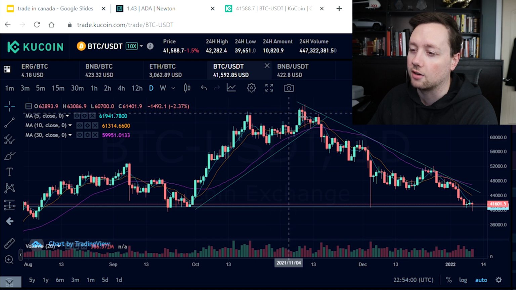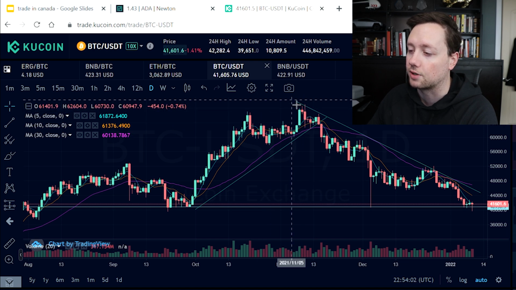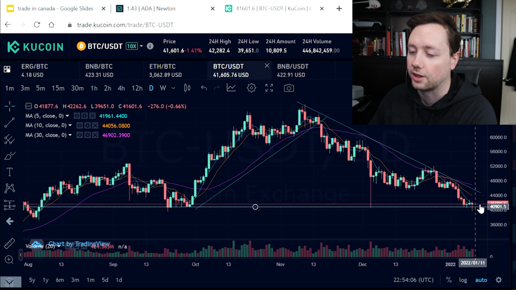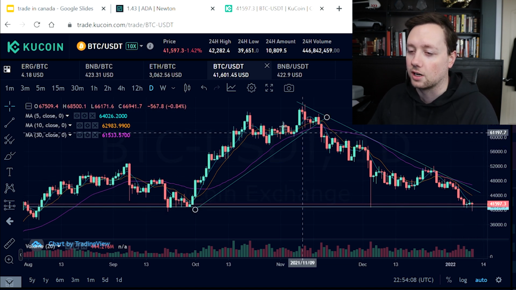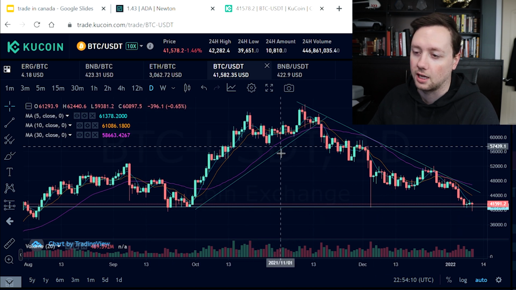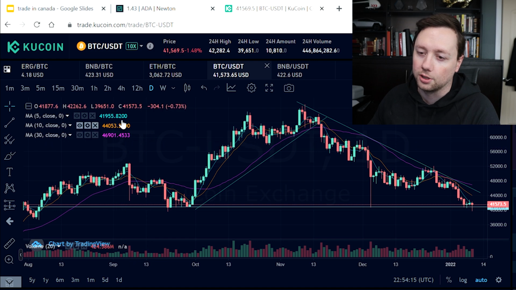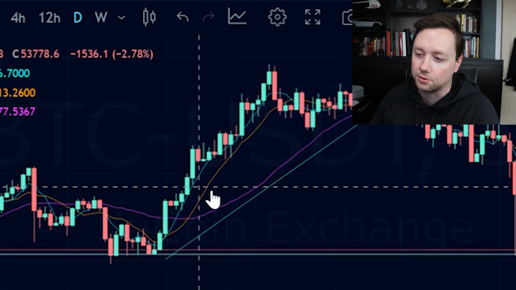It ran up to a high of around 67, 68,000 right here, and has now come back down, and we are trading right around 40 to 41,000 right here. And so very, very interesting. That is what the chart looks like. And then the different lines that you can see following the price here. So we've got a purple, an orange, and a blue line. You can see those three right here.